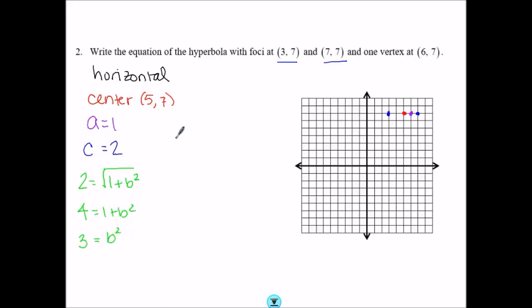Since it's a horizontal hyperbola, we're going to start with the x term, (x minus h) squared, and (y minus k) squared. Then we know that a squared is always the denominator of the positive fraction. So since a squared is 1, I'm not going to write that denominator. And then b squared is the denominator of the negative fraction. So that is our equation.